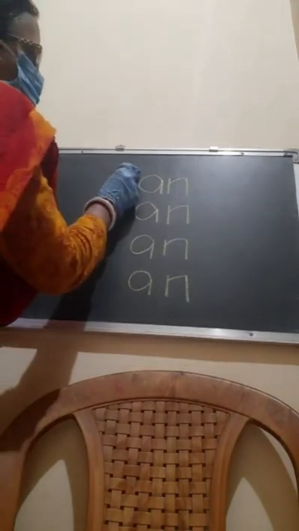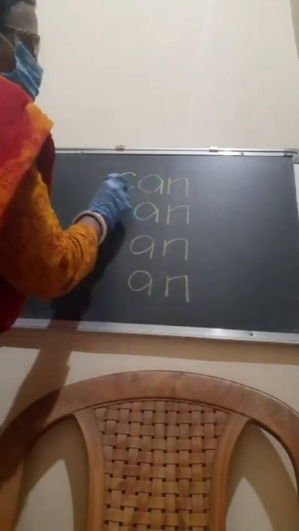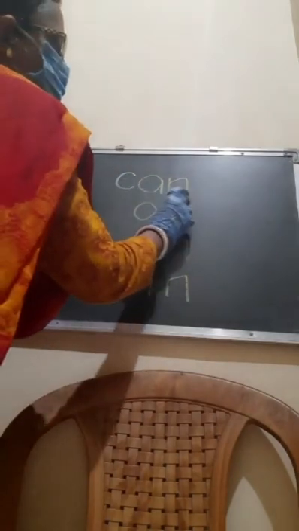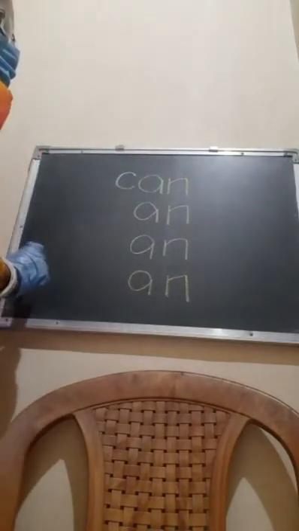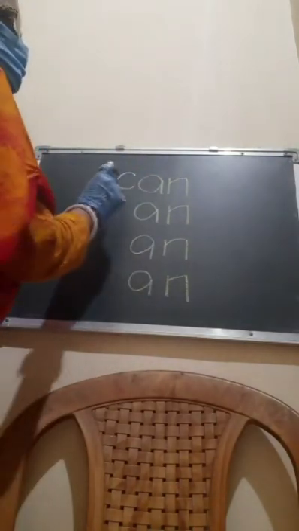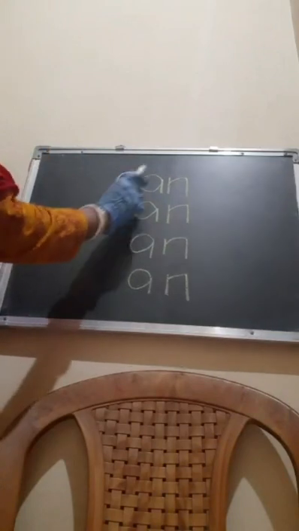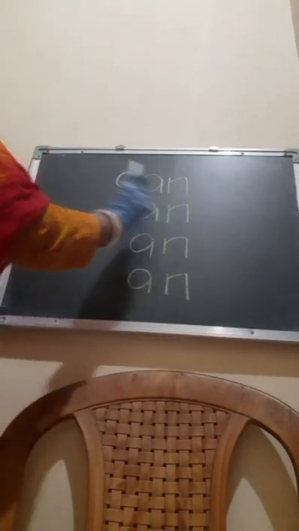Now, let me add the first sound. K. K, k, k. An. K, an, can. C, an, can. K, an, can. Okay. Let's write the next word.